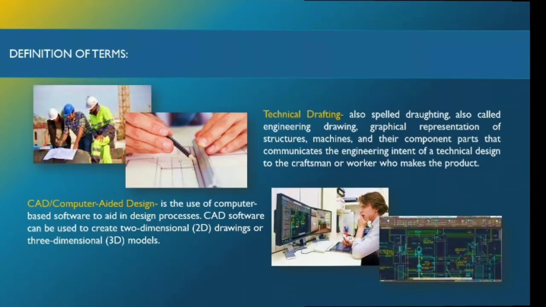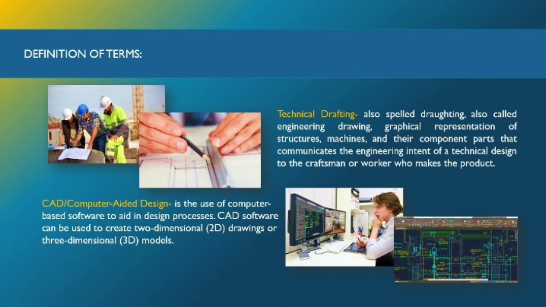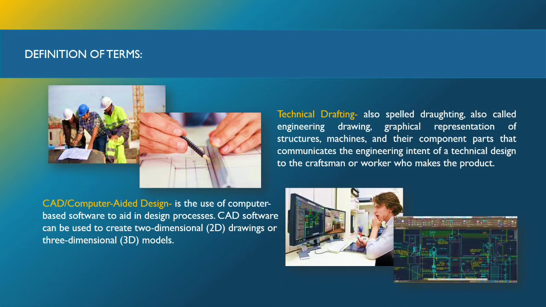Definition of terms. Technical drafting, also spelled draughting, or also called engineering drawing, is the graphical representation of structures, machines, and their component parts that communicates the engineering intent of a technical design to the craftsman or worker who makes the product. CAD, or computer-aided design, is the use of computer-based software to aid in design processes. CAD software can be used to create two-dimensional drawings or three-dimensional models.